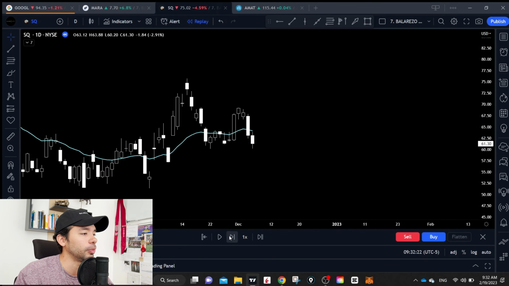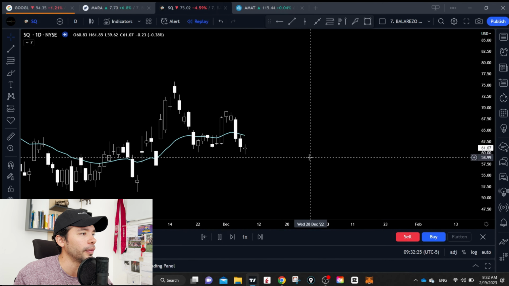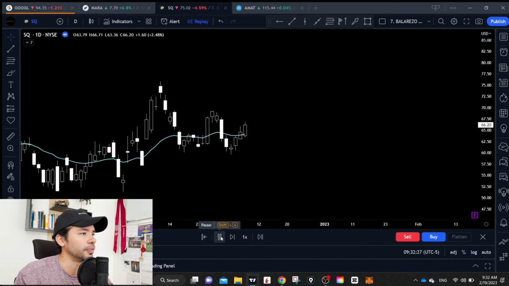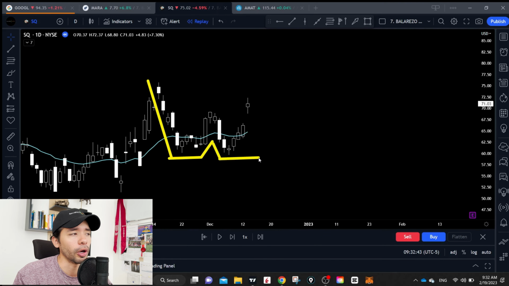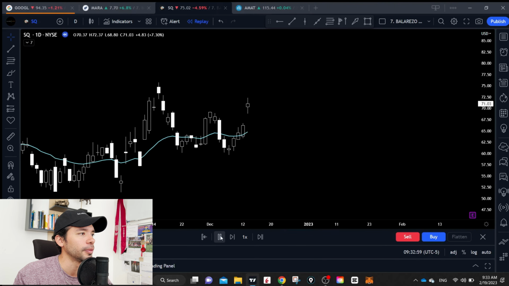So let me hit play here in Square, and you can see the price is going above this 21 exponential moving average. This is what I want you to take a look at. You can see that Square came here, corrected, and if you know anything about chart patterns, you start to see that this is forming a double bottom. You can see that we're starting to get a little bit of a base here, a little bit of a resistance level, and we're also getting a little bit of a resistance level up here. So let me hit play again.